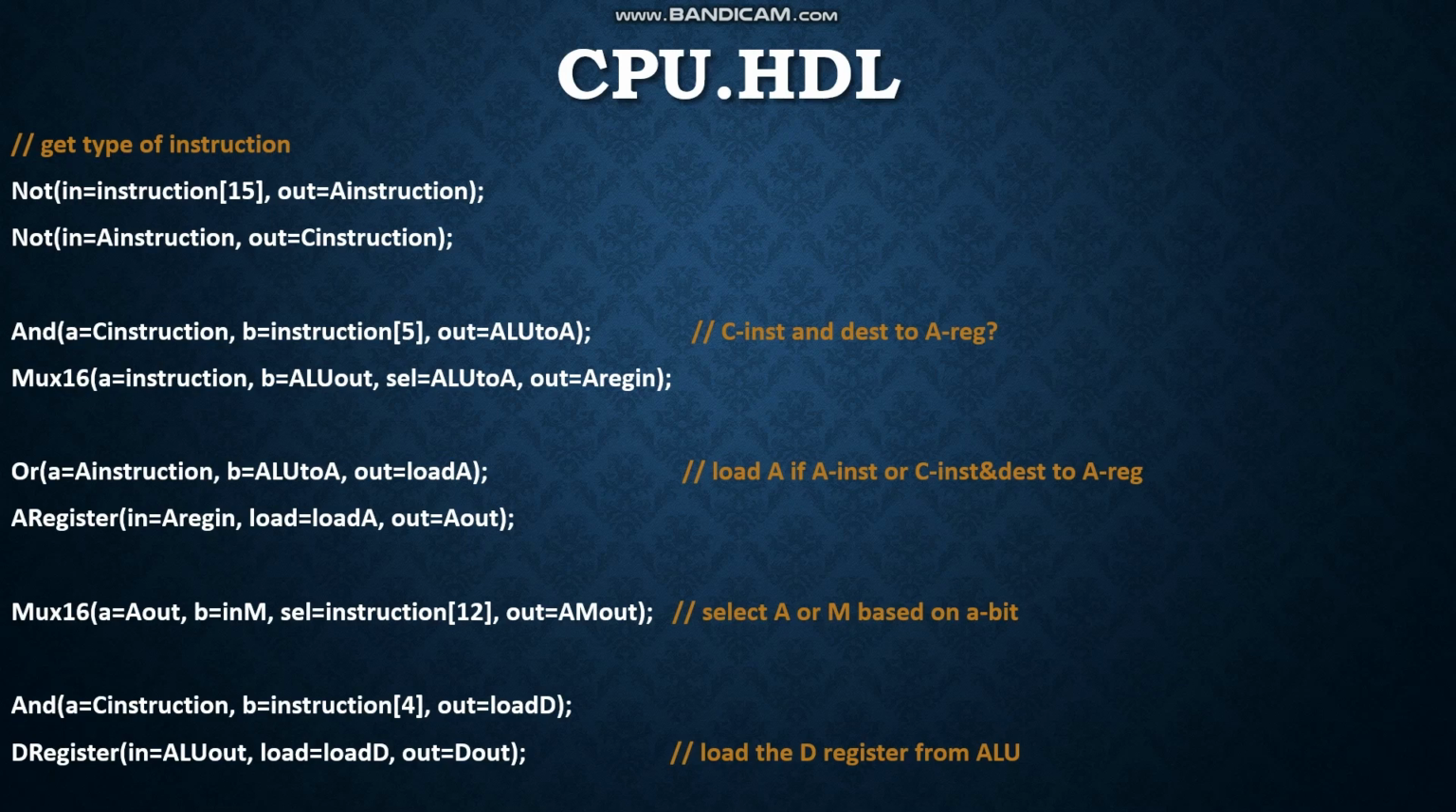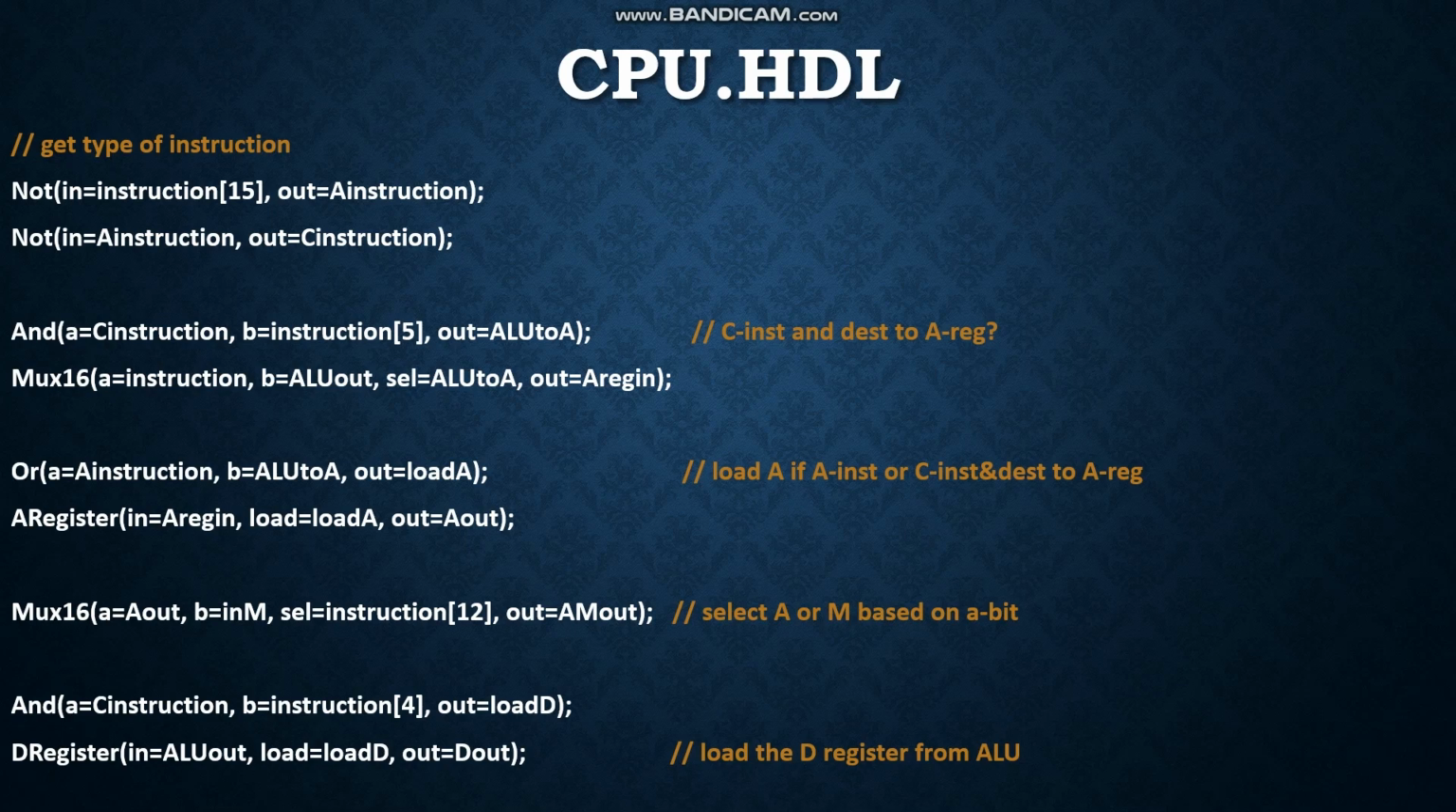The second line inverts the value of A instruction and stores the result in the C instruction. So going to the second part, the third and fourth lines check the destination of the C instruction in the A register, that is, whether the output of the ALU is selected as the input to the A register. The first line, the AND gate, performs a bitwise AND operation between C instruction and the 6th bit of instruction, storing the result in ALU to A.